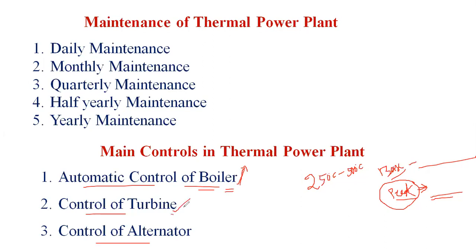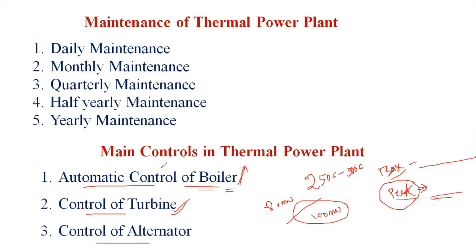Next, control of the turbine. Based upon the demand, automatic turbine control is there. The main thing is, suppose the demand is 80 megawatt. Now in the particular power plant, they generate 100 megawatt of power. The remaining 20 megawatt is lost as losses.